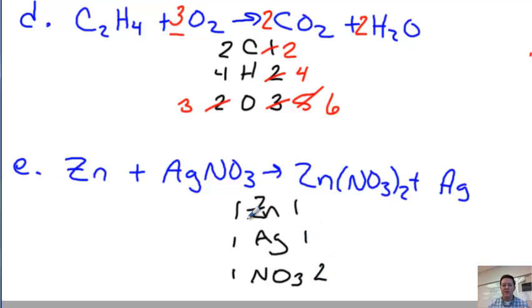So doing my initial count, I've got 1 of each on the left, and I've got 1 zinc, 1 silver, and 2 nitrates on the right. So the only thing I have that needs adjusting to start with is the nitrate. So 2 times 1 gives me 2 nitrates, and my silver gets adjusted as well. Then I need to come back over to the right side, and 2 times 1 gives me 2 silver. So that balances us out as coefficients 1, 2, 1, 2.